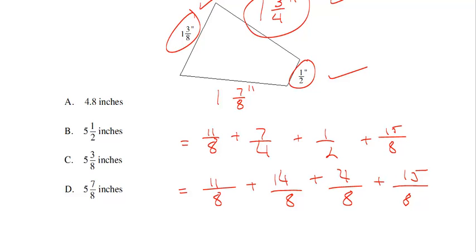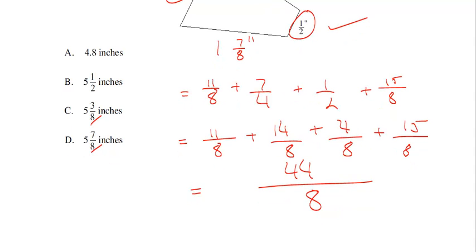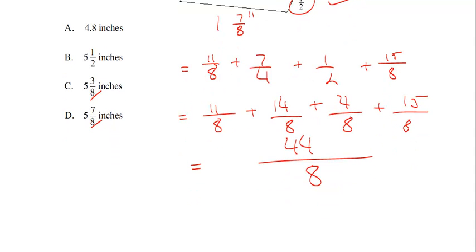And now I'm just going to add everything together. Notice, because you have a common denominator, the denominator stays the same. 11 and 14 is 25. 25 and the 15 is 40. And add the 4, you have 44 over 8. Now, since these are all in terms of 1/8 of an inch, I'm going to try to see if maybe we can answer in inches.